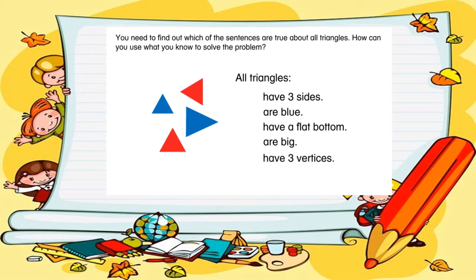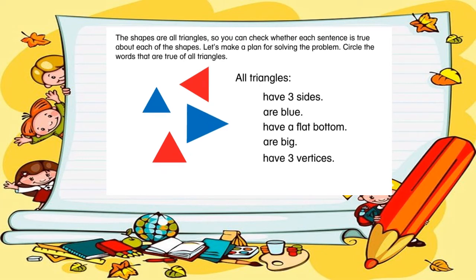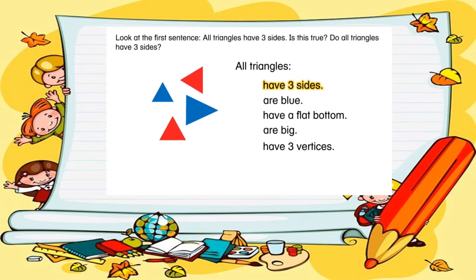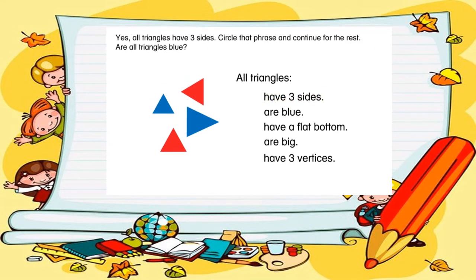How can you use what you know to solve the problem? The shapes are all triangles, so you can check whether each sentence is true about each of the shapes. Let's make a plan for solving the problem. Circle the words that are true of all triangles. Look at the first sentence. All triangles have three sides. Is this true? Do all triangles have three sides? Yes, all triangles have three sides. Circle that phrase and continue for the rest.